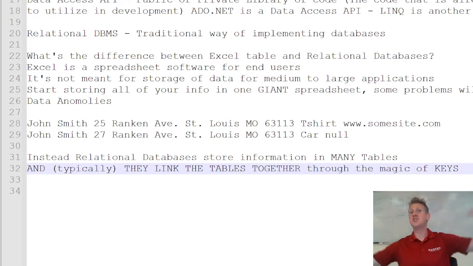So instead of one giant spreadsheet with all this information creating all these data anomalies, we're going to break up our data into many tables, maybe 10, 20, 50, 100, 1,000 tables, who knows, depending on the software, it all changes. We're going to break the tables up into smaller ones, and they're not going to be called spreadsheets, they're going to be called tables. And then we're going to link them together through this thing called a key.